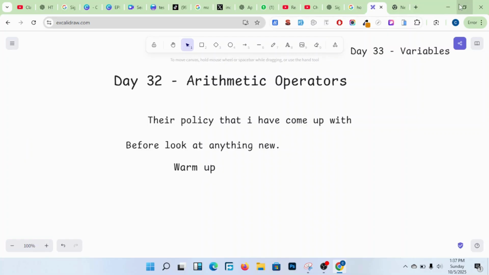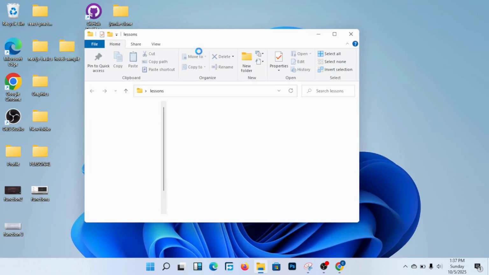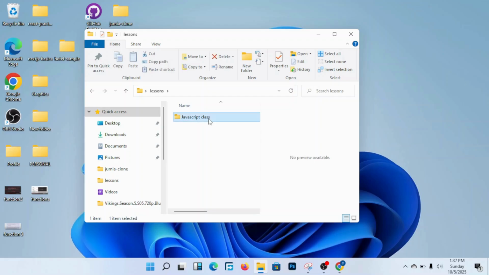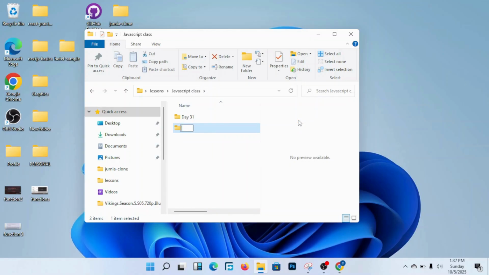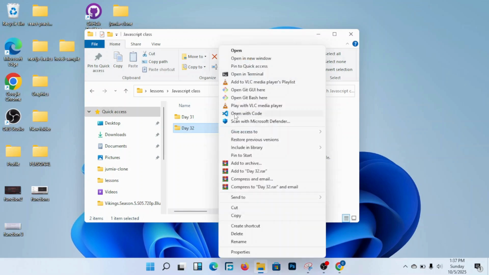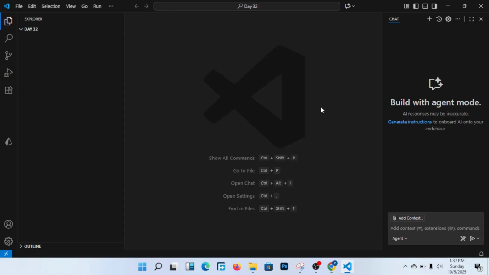First we come here and create our JavaScript project for day 32. I come here into my lessons folder, into my JavaScript class. It's day 32. New folder, day 32. Then I open this one with code.